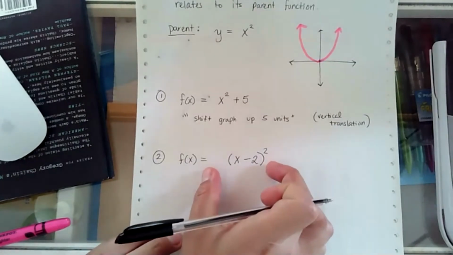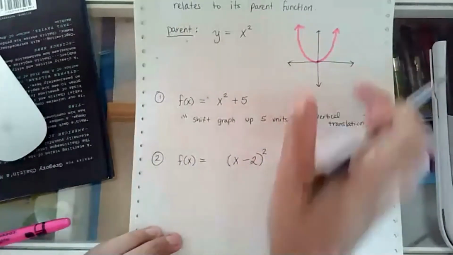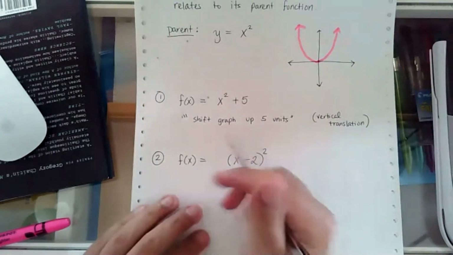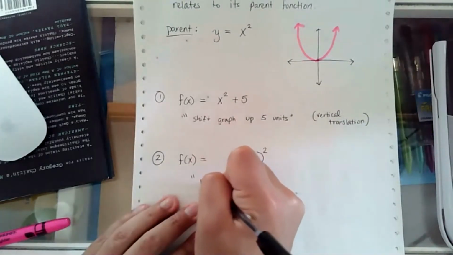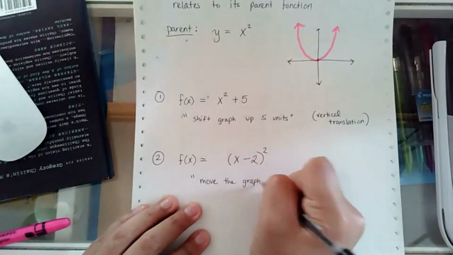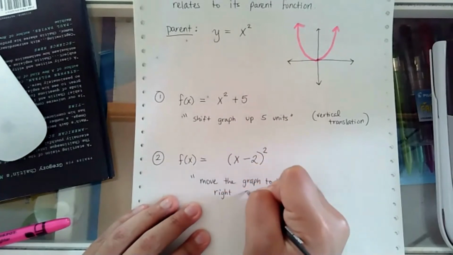But based on the rules that I gave you, if I have the input and I subtract a 2, what effect is it going to have on this graph? Moves to the right. Yeah. Move the graph to the right 2 units.